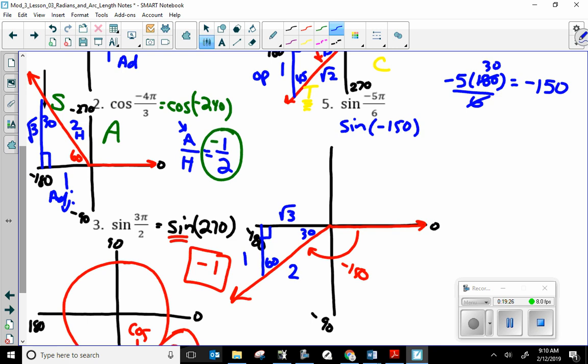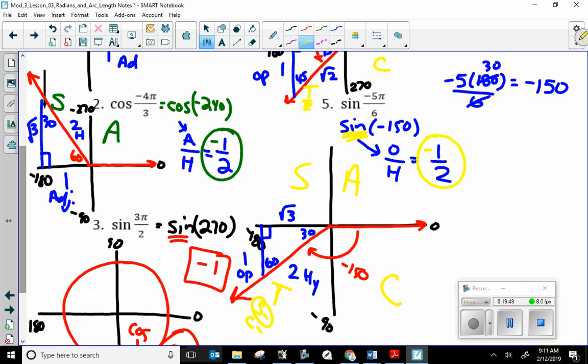Sine is opposite over hypotenuse. Opposite of 30 is 1. Hypotenuse is 2. Let's check. Oh, students, take calculus. They want sine. Tangent is the only positive here. Sine and cosine are negative. So my sine should be negative. Bam.